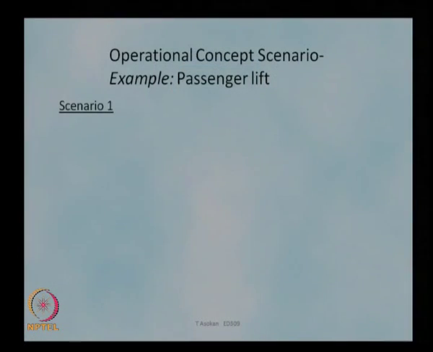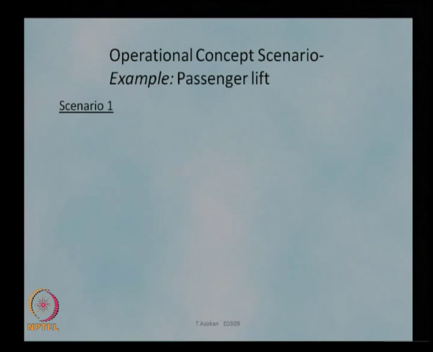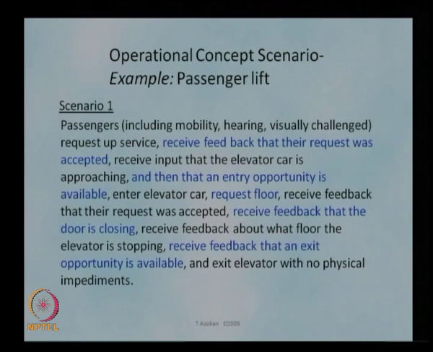And once we have this, we will try to identify the different scenarios under which this lift will be operated. We will try to define these scenarios in as much detail as possible, so that it will include almost all the details we need to know about the requirements to be provided in the system. For example, we take the scenario of an elevator passenger lift. So, we try to define the scenario in detail.